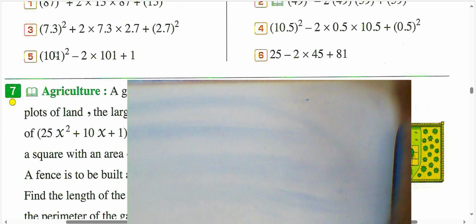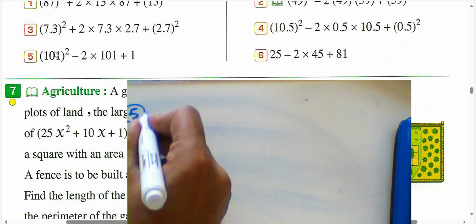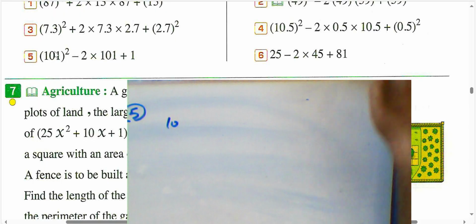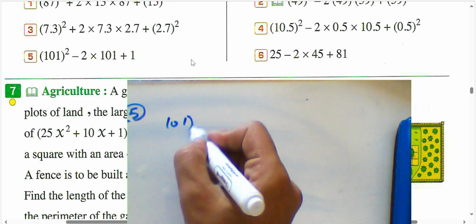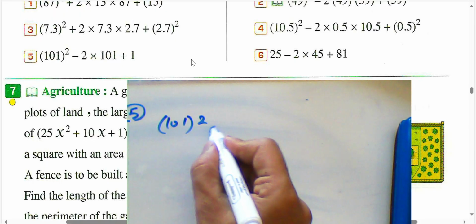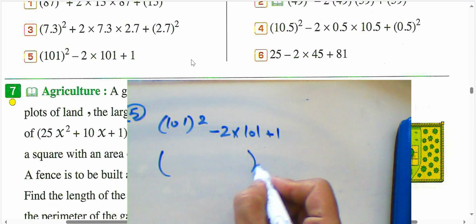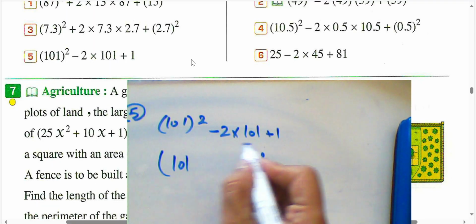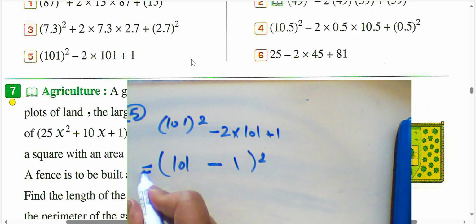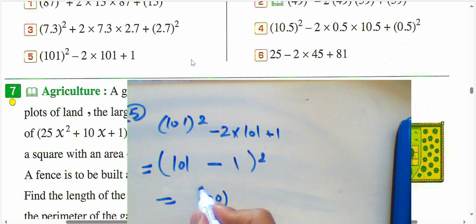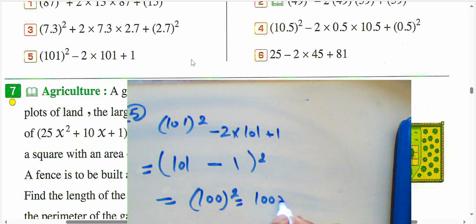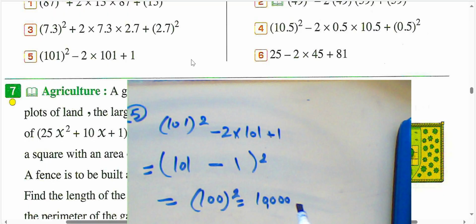Next, question number 5: 101 power 2 subtract by 2 times 101 plus 1. We can write square root of the first and the third and the sign of the middle. The result will be 100 power 2. The result will be 10,000.